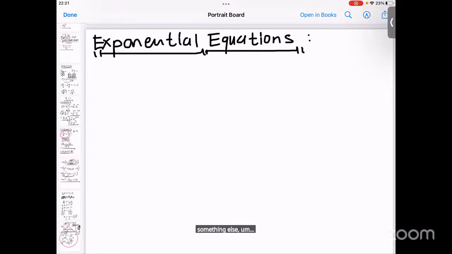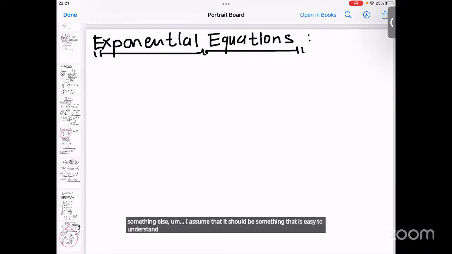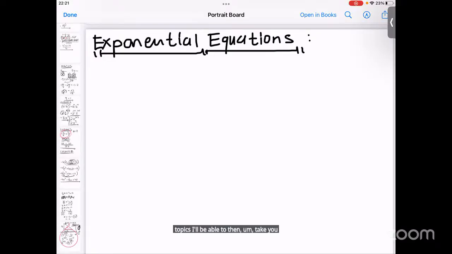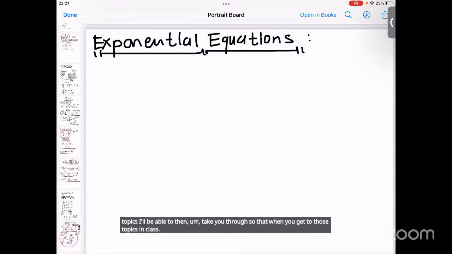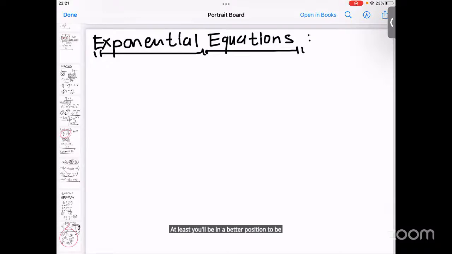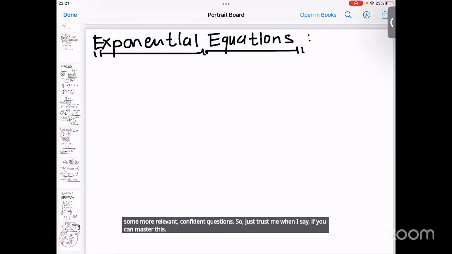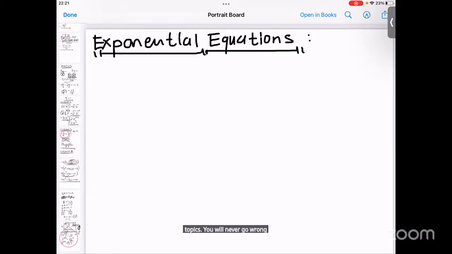I assume that it should be something that is easy to understand, easy to do. I'm just hoping that with the most difficult topics, I'll be able to take you through them so that when you get to those topics in class, at least you'll be in a better position to ask some more relevant, confident questions. So just trust me when I say, if you can master these topics, you will never go wrong, especially the one that involves the exponents, the application of the laws of the exponents.